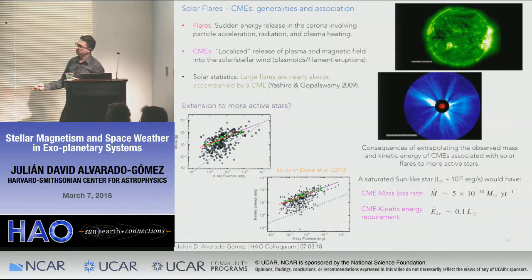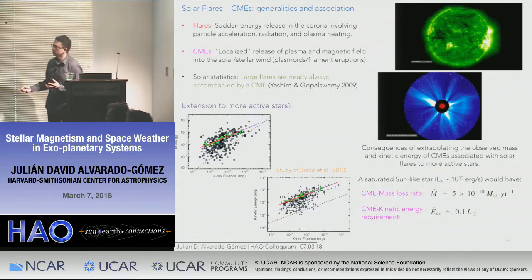I'm going to be talking a little bit more about the study from Jeremy in 2013, when he basically took the mass and kinetic energy relations that we observe for the sun in terms of the amount of X-ray that you see with the associated flare. And you see that he was able to get these average relations for the sun. You see that the larger flares generate more massive CMEs, and again the larger flares will generate more energetic CMEs as well.